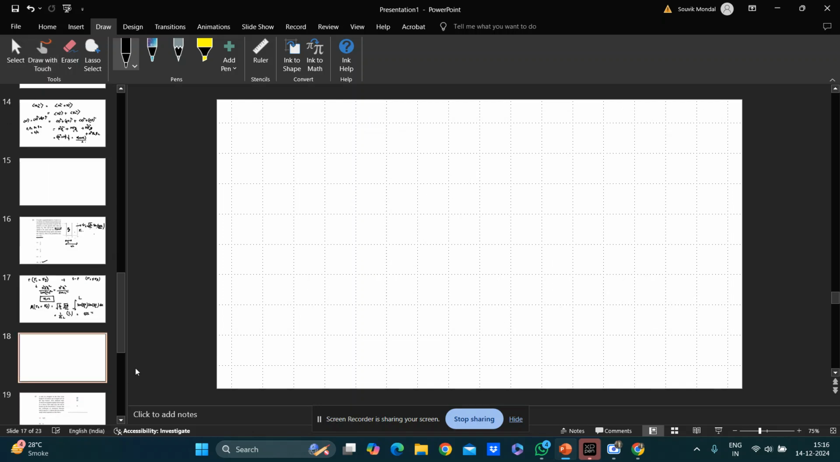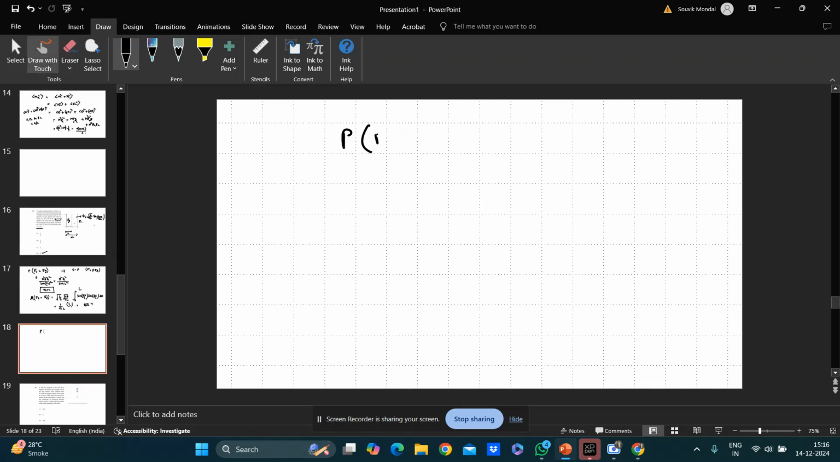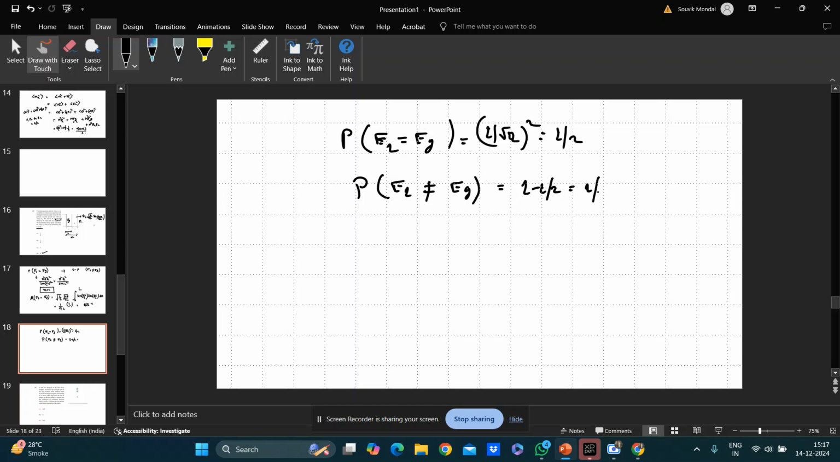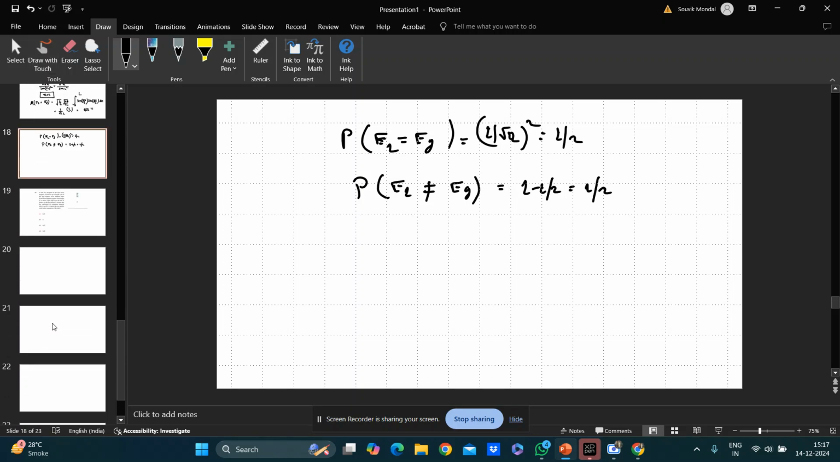Okay. So what is the probability that E1 is equal to EG? The probability of E1 equal to EG is 1 by root 2 square, which is half. So the probability of E1 not equal to EG is 1 minus half, which is equal to half. Okay. So yeah.